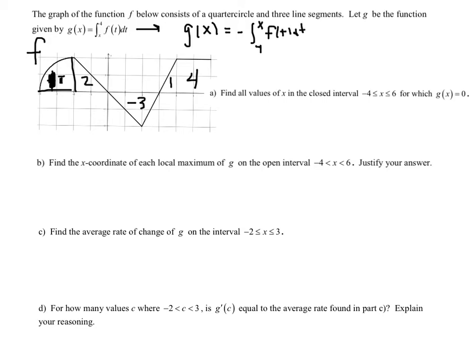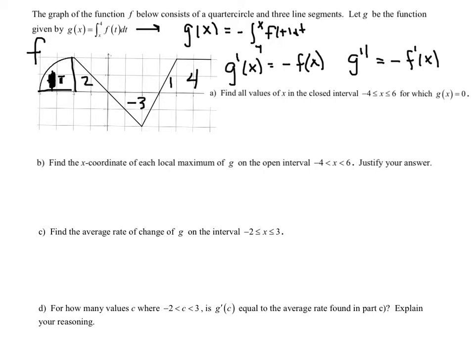Okay, now I can easily get g prime. Use the second fundamental theorem of calculus, derivative of an integral: take the upper bound and substitute it in, and then the derivative of the upper bound. So hopefully you got -f of x. And once you have that, g double prime is just the derivative of this function here. So g double prime would be equal to -f prime of x. All right, now we can go answer the questions.